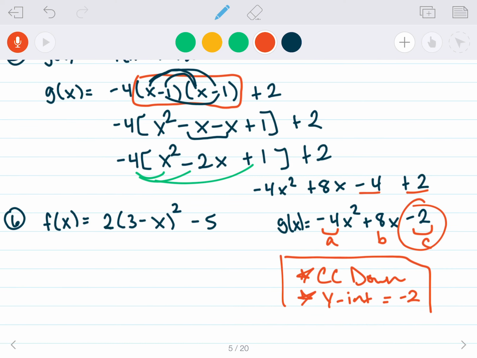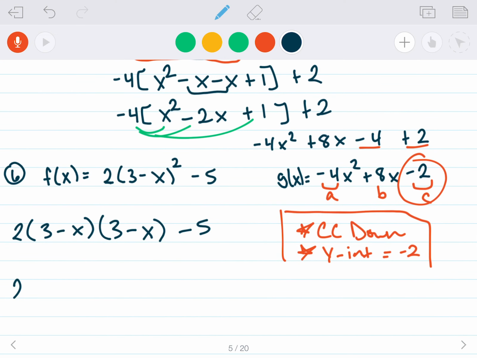Okay, let's go ahead and try number 6. So are we in standard form? Well, not quite, because we don't have an x squared, we just have a 3 minus x squared. So we need to do some manipulation to put this in standard form. So what I'm going to do is, just like with number 5, I'm going to expand 3 minus x squared into 3 minus x times 3 minus x, keeping the negative 5 as it is at the end and keeping the negative 2 in the front.